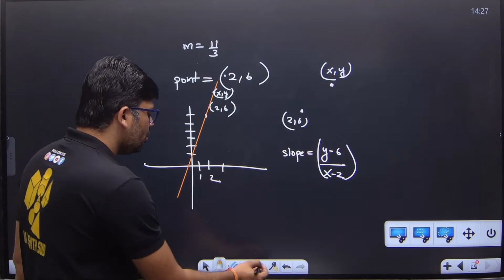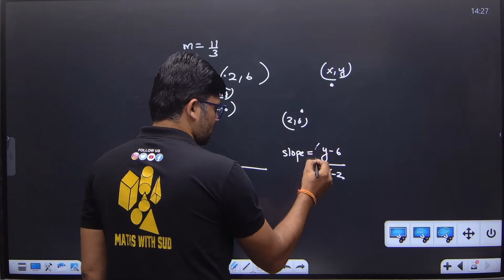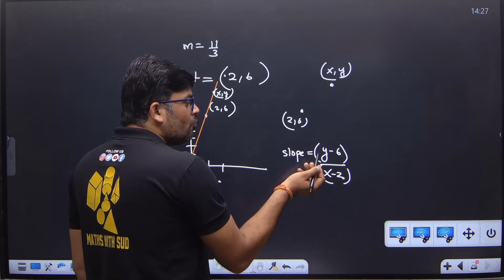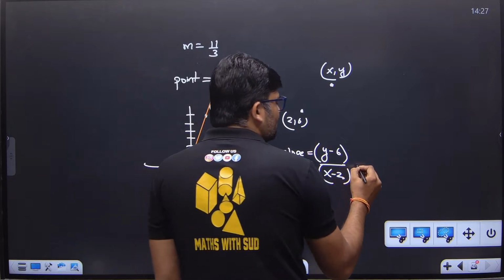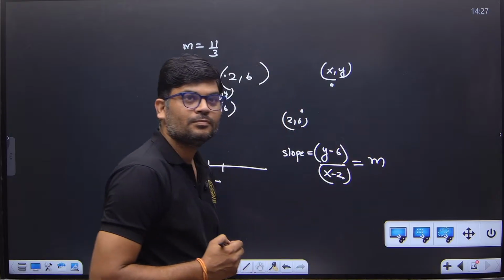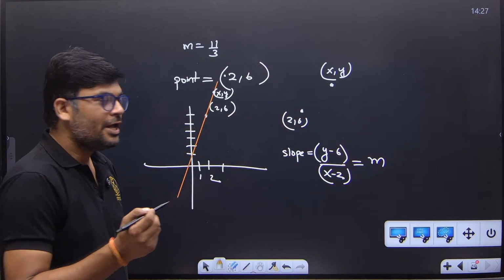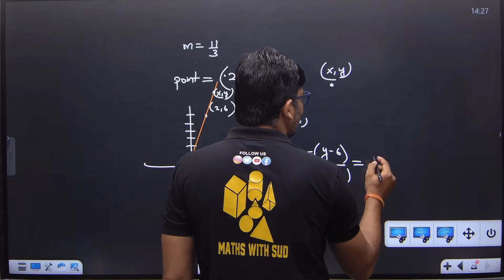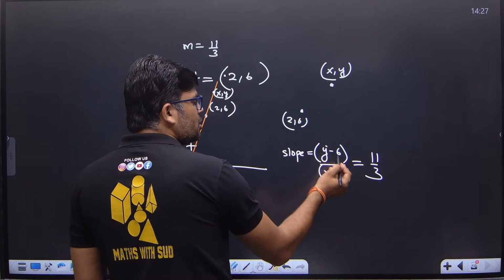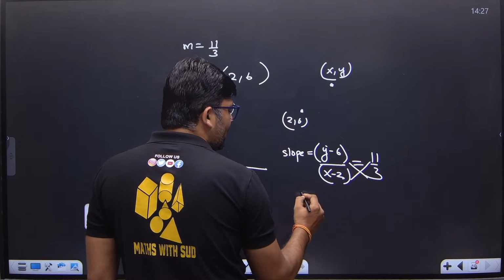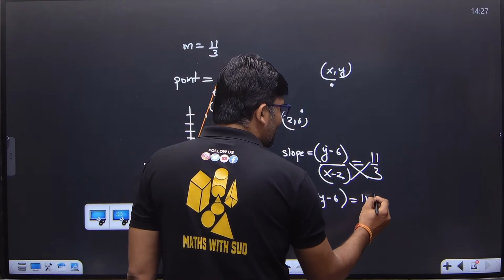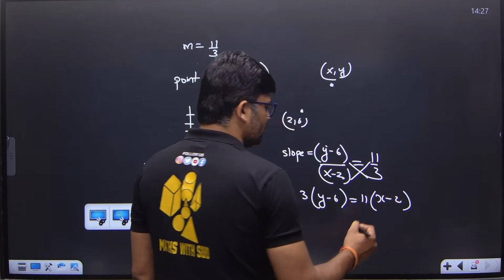You know this or not? Yeah, I do. y minus y1 by x minus x1. So y minus 6 upon x minus x1, so this is equal to what? This is equal to slope. And you gave the slope already as 11 by 3. Yes. So I will do the cross multiplication. So I will get 3 times y minus 6 is equal to 11 times x minus 2.